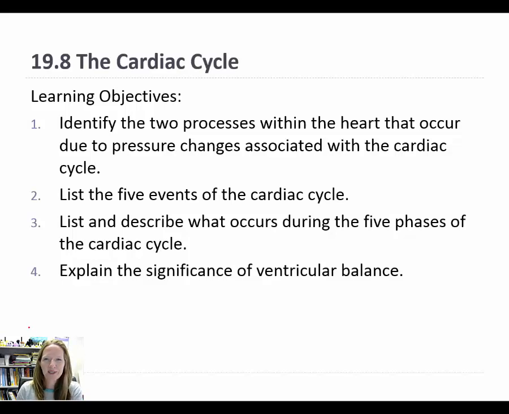Hi everyone. So let's go ahead and take a look at section 8 of chapter 19. And this is taking a look at the cardiac cycle. So we're going to introduce the two processes that occur in the cardiac cycle and then look at the 5 main events of the cardiac cycle. And then talk about something called ventricular balance.